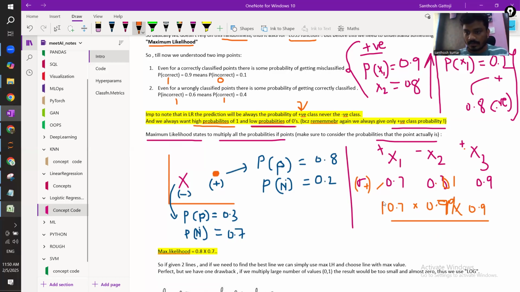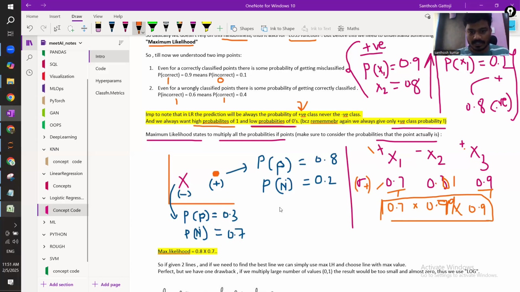So whatever probabilities you are taking, the actual probabilities, not the sigmoid probabilities, that means only for negative values you need to change. For positive, anyhow, you directly use it, as you can see. For negative, you change, and you multiply those values. If you get a maximum value, then that is a good model. That means, simply, you are having two lines.